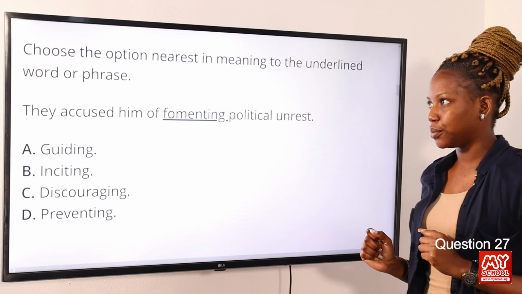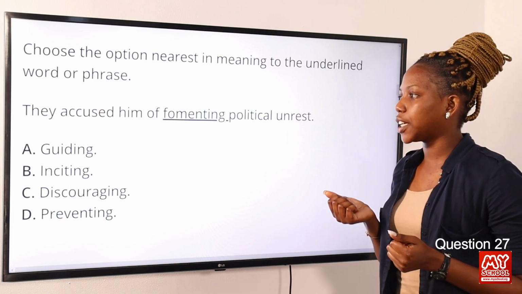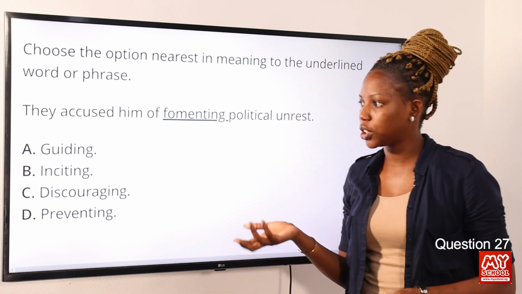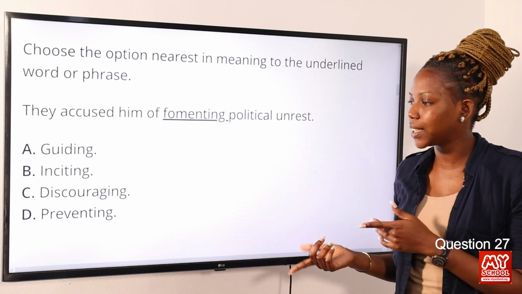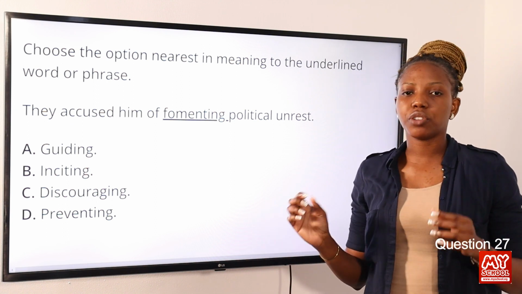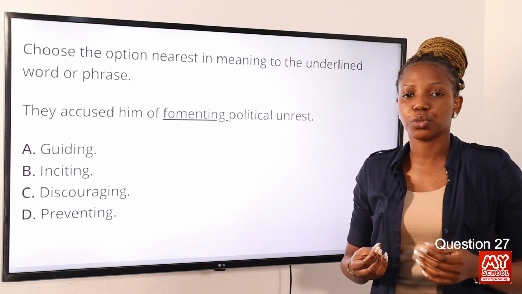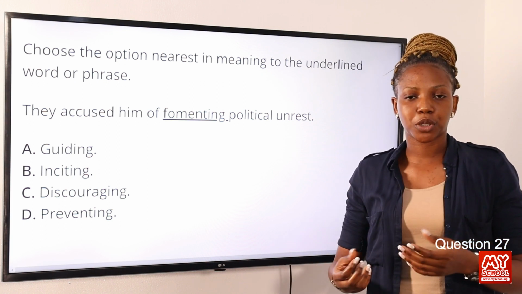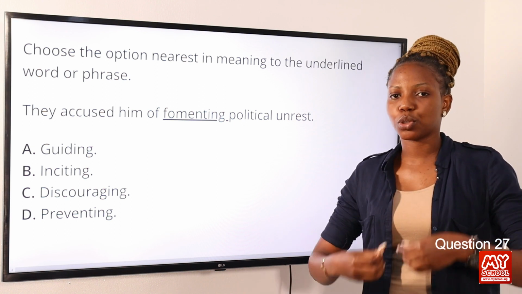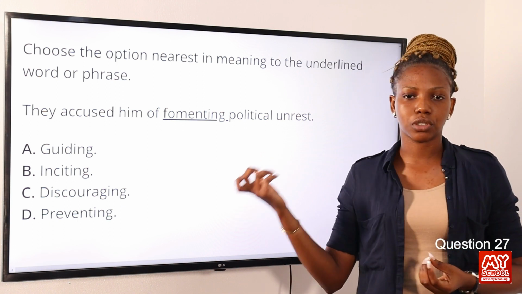Question 27. Choose the option nearest in meaning to the underlined word or phrase. They accused him of fomenting political unrest. Option A, guiding. Option B, inciting. Option C, discouraging. Option D, preventing. Now the word fomenting means to cause something to happen, that is to encourage, to stir up, to instigate. It also means to incite. So option B, therefore, is the correct answer to this question.